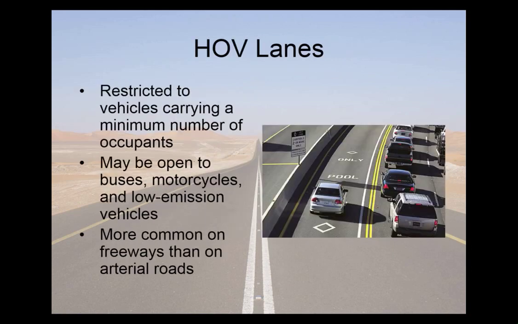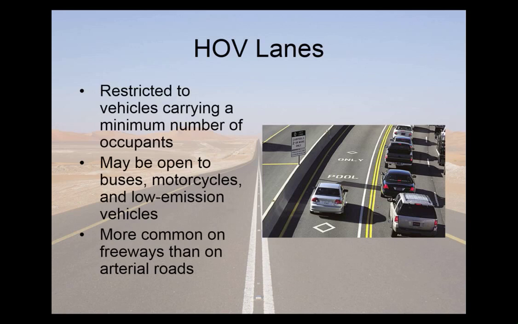So I'll begin with HOV lanes. High occupancy vehicle lanes are restricted to vehicles carrying a certain minimum number of occupants. Usually this is either designated as 2+, 2 or more occupants, or 3+, 3 or more occupants. They may also be open to buses, motorcycles, and low-emission vehicles, depending on the facility. They are more common on freeways than on arterials.